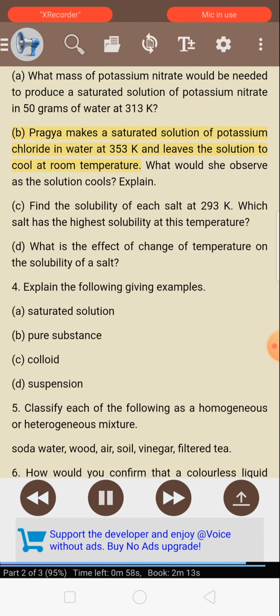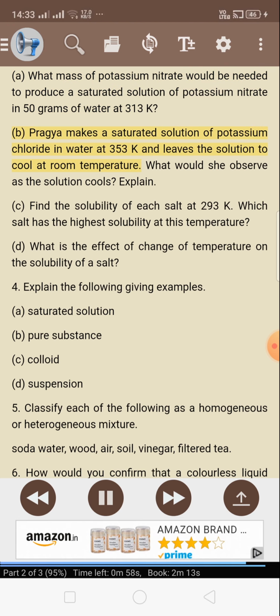B. Pragia makes a saturated solution of potassium chloride in water at 353 K and leaves the solution to cool at room temperature. What would she observe as the solution cools? Explain. C. Find the solubility of each salt at 293 K. Which salt has the highest solubility at this temperature? D. What is the effect of change of temperature on the solubility of a salt?